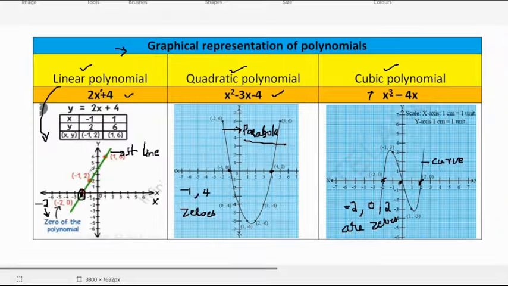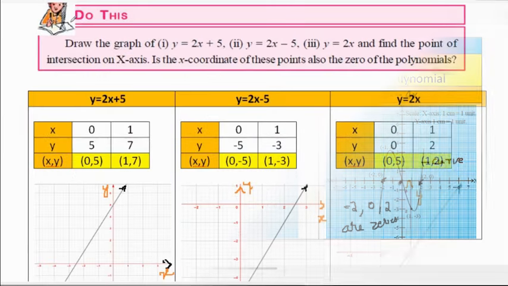So at most we have one zero for a linear polynomial, two zeros for a quadratic polynomial, and three zeros for a cubic polynomial, because this curve is meeting at 3 points. Maximum it can be 2 or 1, but at most it will have three zeros for a cubic polynomial. At most it has two zeros for a quadratic polynomial. We can see in the picture it is meeting at minus 1 and 4. Therefore it has at most two zeros for a quadratic polynomial, and for a linear polynomial we have only one zero.